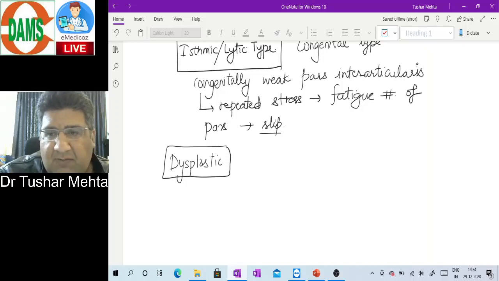So Sunday night, I landed in Delhi at around 9:50, and by 10:30, 10:40, I was in the hospital. I got an X-ray done. That girl had a dysplastic listhesis. I'll tell you what the dysplastic listhesis means.